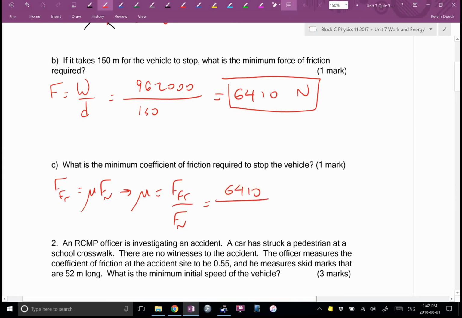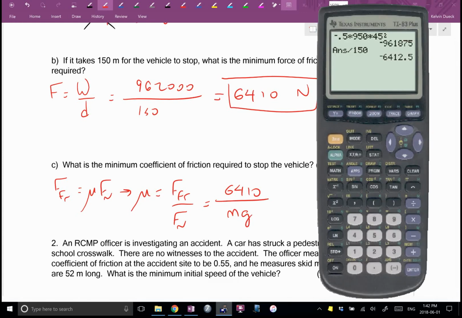I don't know the normal force. This is a job for a free body diagram. I think in this case, though, because there's no mention of a hill or anything weird, we can safely say that the normal force is equal to mg. So we're going to get this. I'm going to get rid of the negative by multiplying by negative 1. Divided by, what was the mass? 950? Times g.